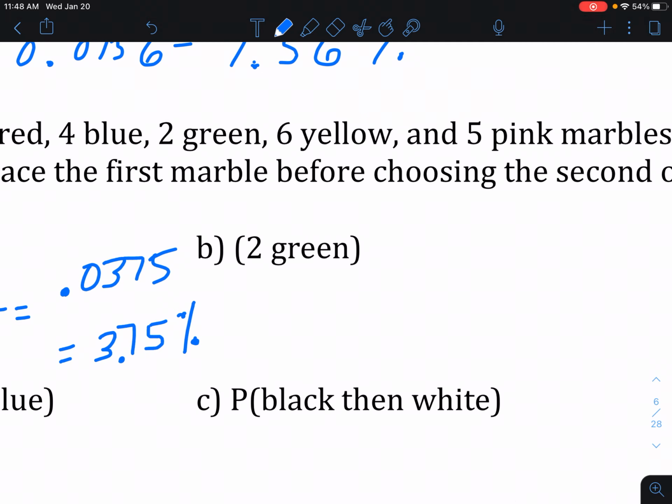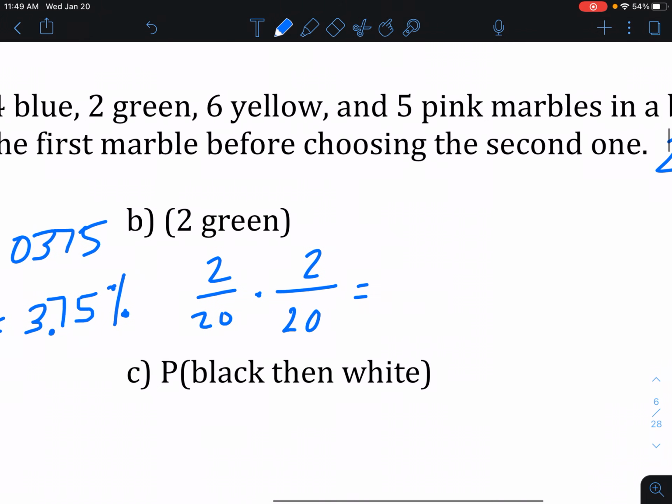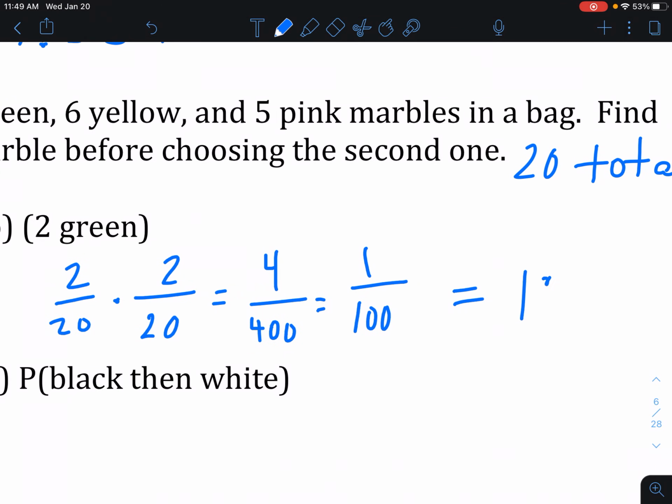Okay, what's the chance of getting 2 green in a row? Letter B. The first green would be 2 out of 20 total marbles. Times the second green, well, you did put the first one back, so we restart: 2 green out of 20 marbles again. This is called with replacement, when you're just starting over at the same numbers. Multiply them together, you get 4 out of 400. Reduce that fraction, divide them each by 4 to have 1 out of 100, which is easy. We know that is 1%.